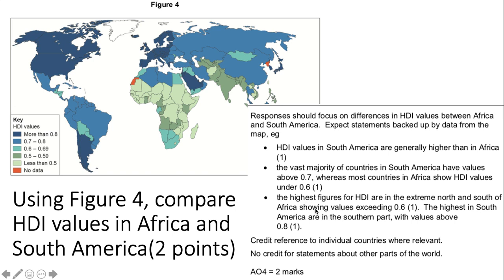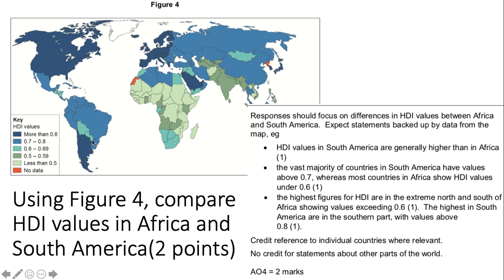But what we're looking for to get full marks for this is for you to start almost analysing some of the information. So what they've done here is that the highest figures for HDI are in the extreme north and south of Africa, so that's where we've got these darker blues, showing values exceeding 0.6, so using the key. The highest in South America are in the southern part, with values above 0.8.